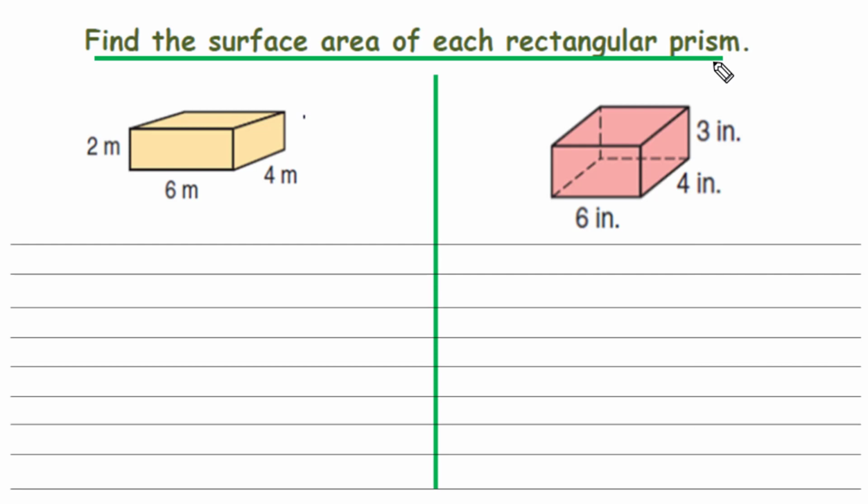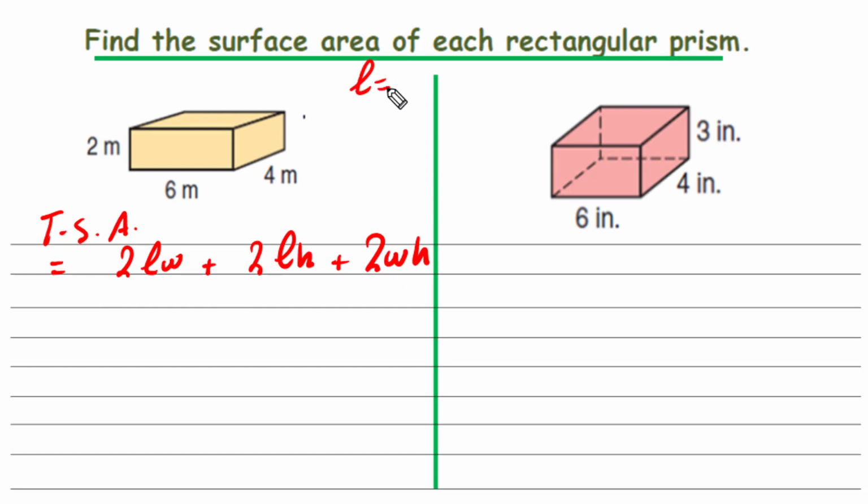Ask yourself, what's the formula of the surface area of a cuboid or rectangular prism? We studied before, mister, that the total surface area of the cuboid is equal to length times width, then multiply by 2, plus length times height, then multiply by 2, plus width times height, then multiply by 2. So we can find, mister, the total surface area. Ask yourself, length equals what?